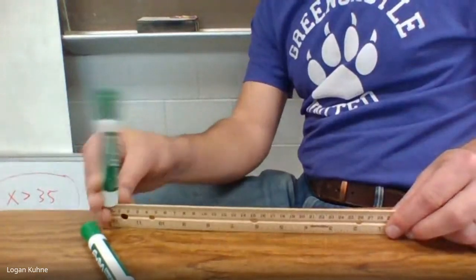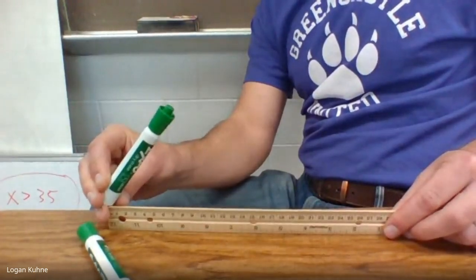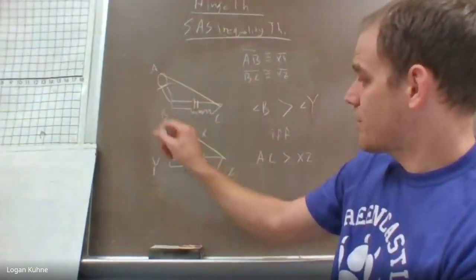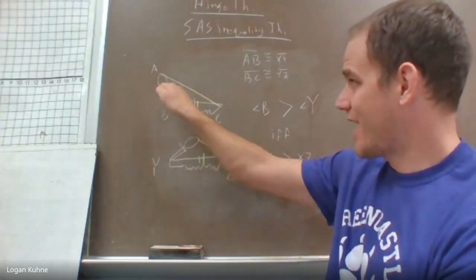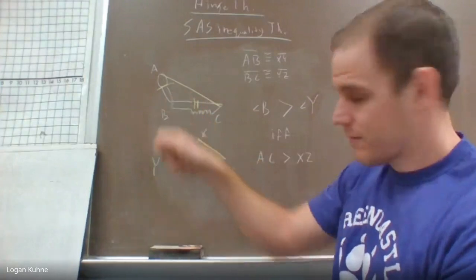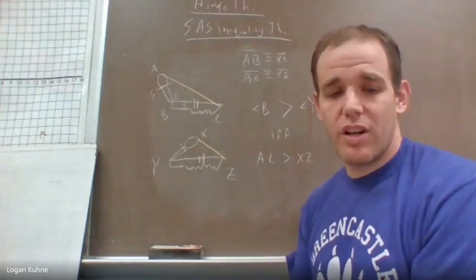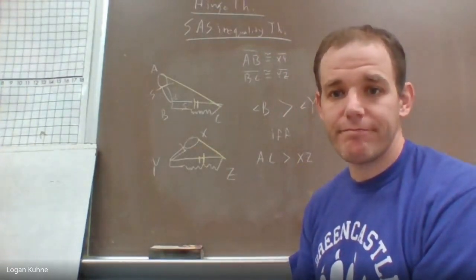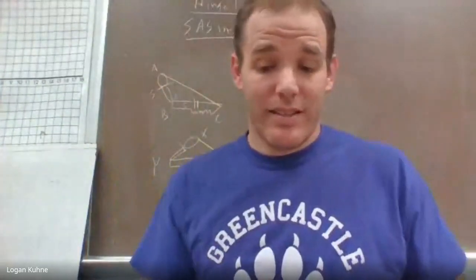We call it the hinge theorem because it's kind of like it's on a hinge, like a door. Or they call it the side angle side theorem because we've got a pair of sides, another pair of sides, and then the angles in between. So it's side, angle, side. That's why we also call it the side, angle, side inequality. That's the theorem. That's the big idea for today.